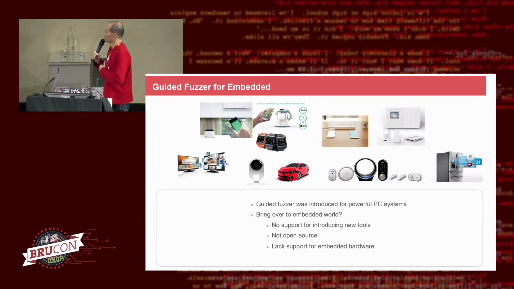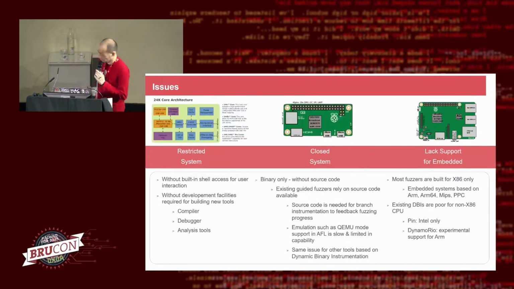So now the question is that if you want to bring this technique, guided fuzzer, to embedded systems, how can we do that? It turns out that it is not very easy and there are many issues. First of all, embedded systems have very poor support for introducing new tools to run on top of them. And embedded systems, in many cases, are not open source. You don't have source code. And they have very poor support for embedded hardware in the existing guided fuzzers. So we go into the detail of these issues.